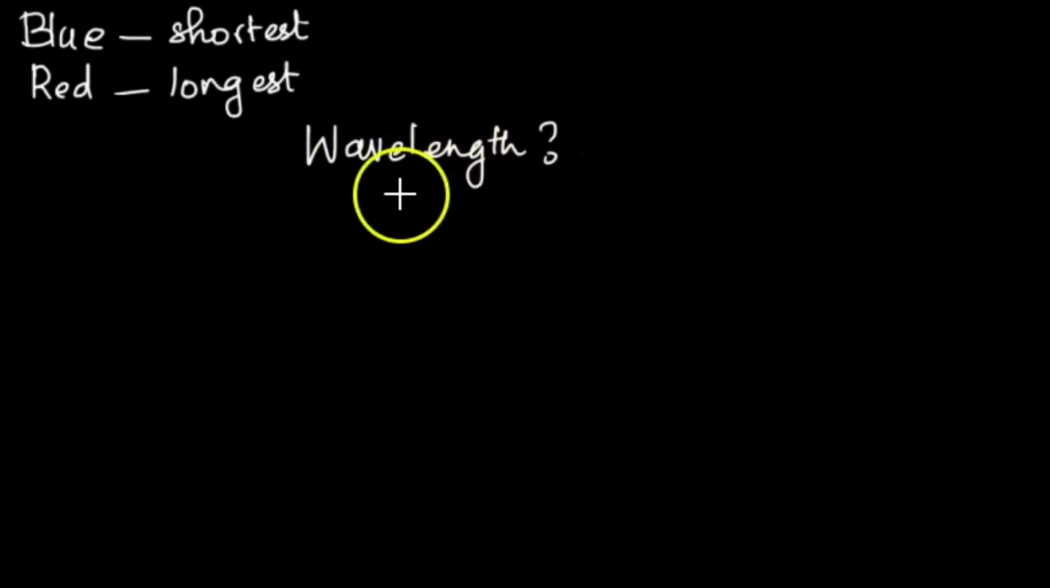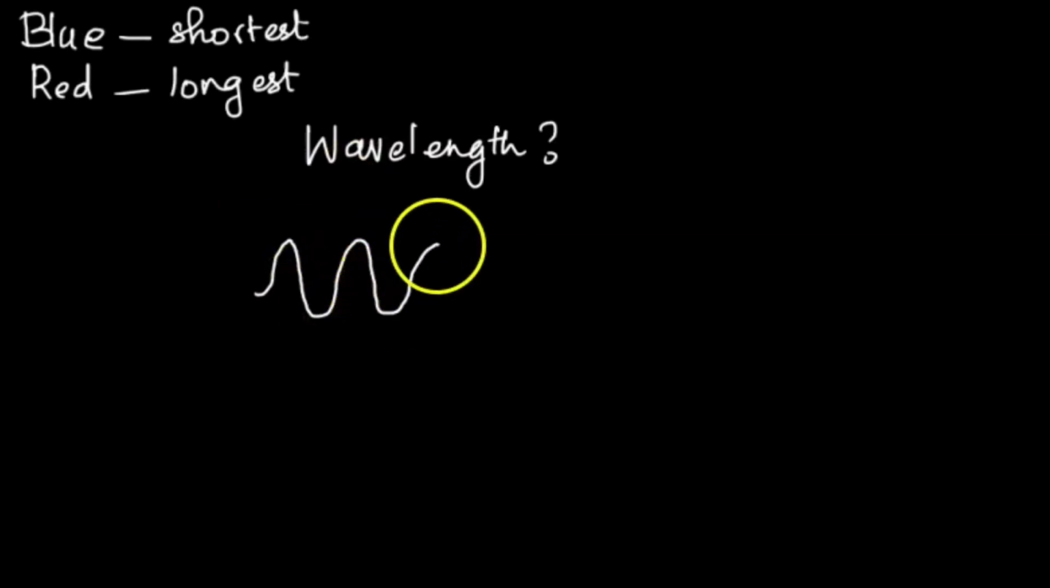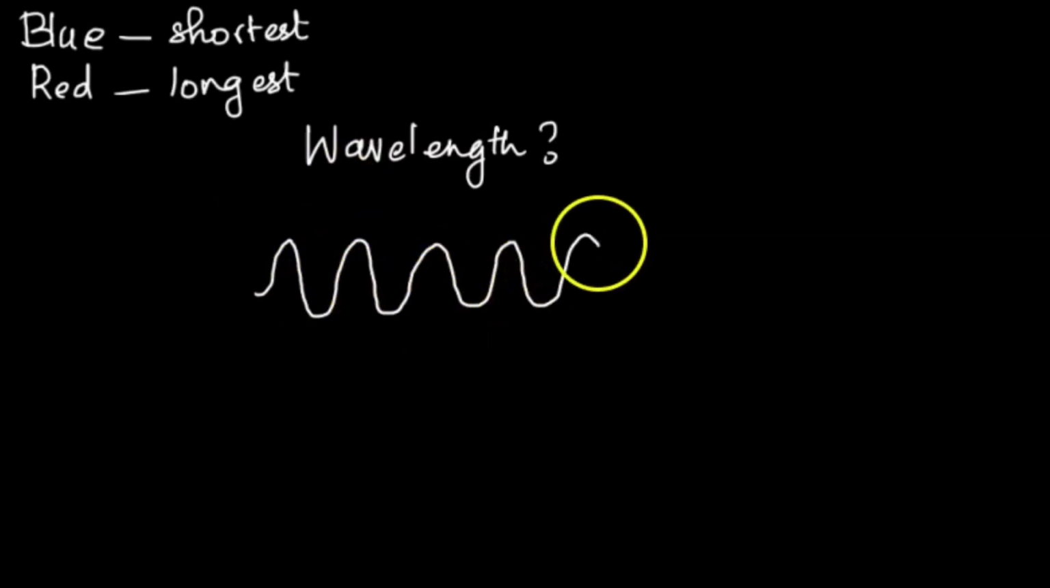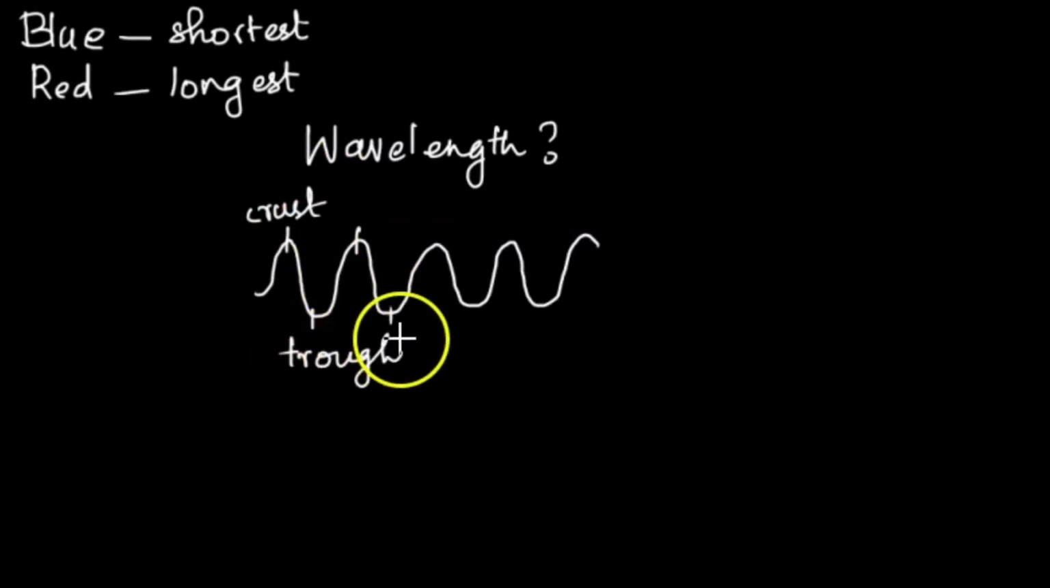So what exactly is a wavelength? Let me draw a wave. This is how we represent a wave. The peaks that you see here are called crests, and the depressions that you see here are called troughs. The distance between two successive crests or two successive troughs is what we call a wavelength.